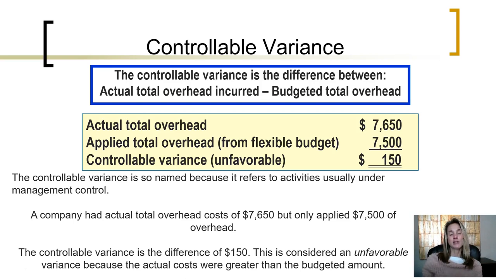The controllable variance is named as such because it refers to activities that are usually under management control. So here, if actual total overhead incurred was $7,650, the amount applied overhead from the flexible budget was $7,500, resulting in a variance of $150. The controllable variance is considered unfavorable because the actual costs were greater than the budgeted amount for total overhead.